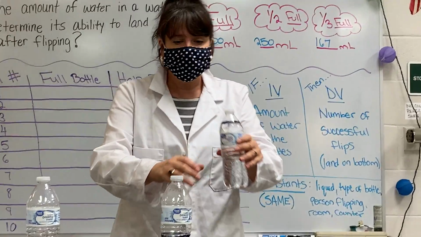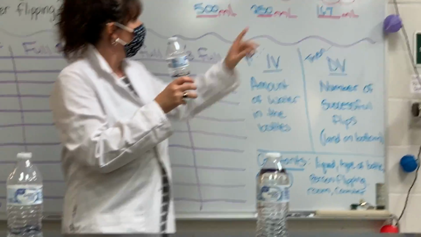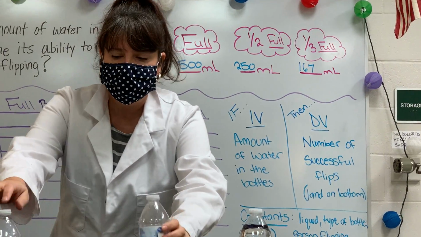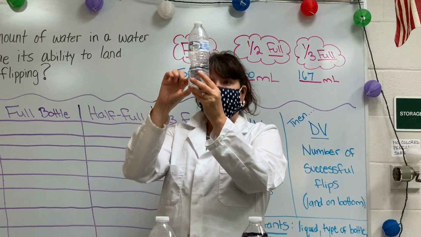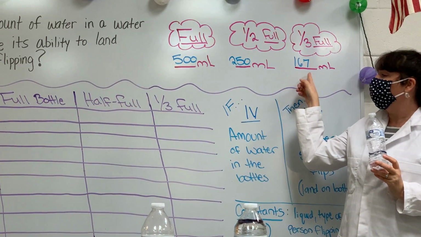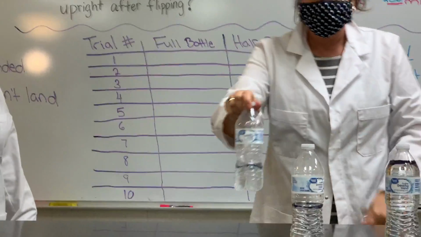When we poured half of it out, half of 500 is 250. So this bottle has 250 milliliters, and this one is about 1/3, and 1/3 of 500 is about 167 milliliters.